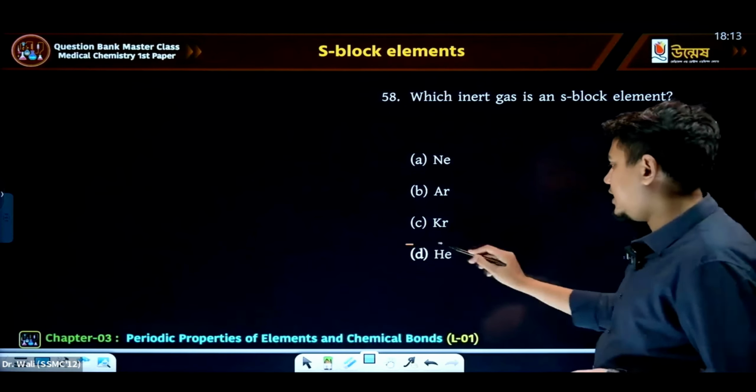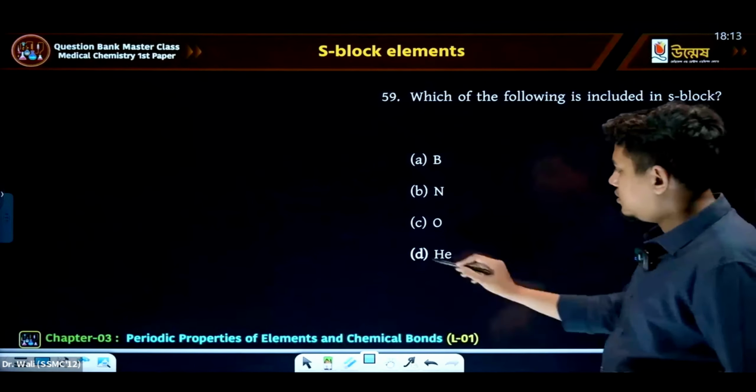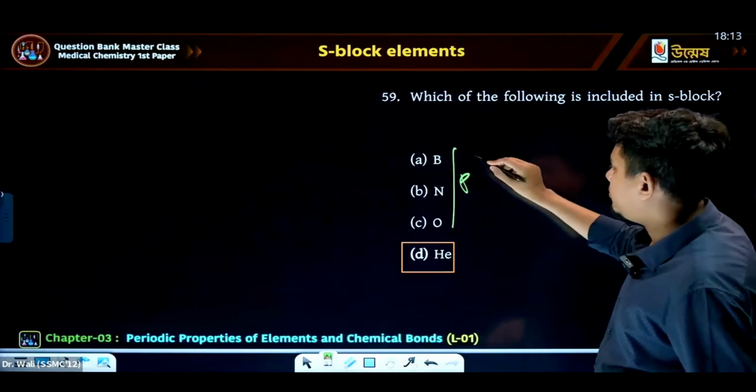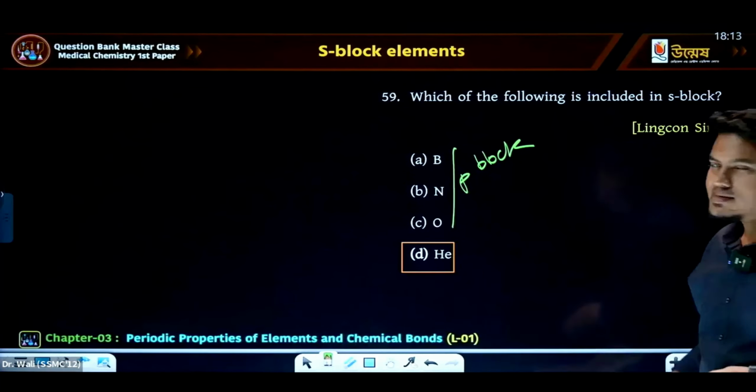Which inert gas is an s block element? Certainly helium. Which of the following is included in s block? Certainly helium, because boron, nitrogen, oxygen, these are p block elements. I'm solving it quickly because these are very easy questions to solve.